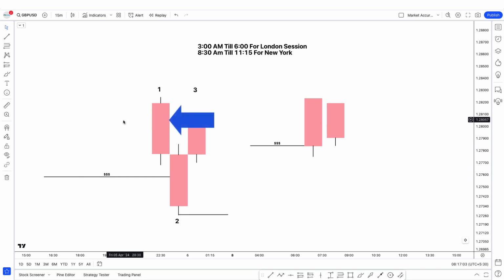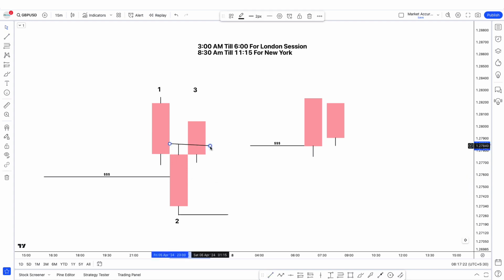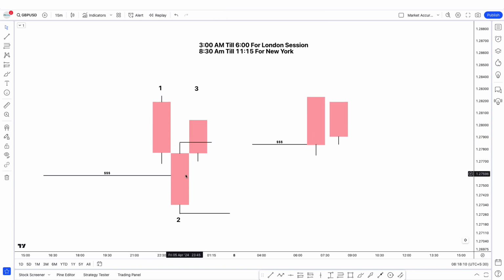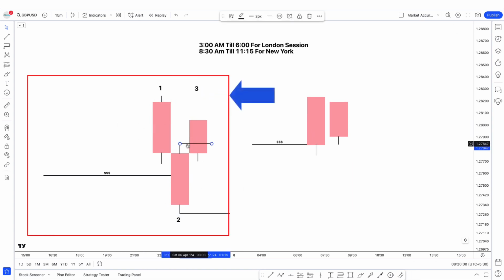So the first candle, right? So we have 3 candles. The first candle closes, then the second candle sweeps the liquidity, and the third candle breaks the high of the second candle. Let me do this right here. Okay, so what happened here is that this is the 3-candle pattern.